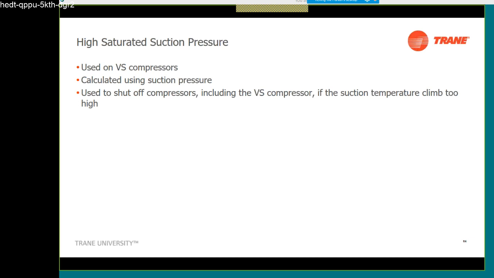So, high saturated suction pressure. Now instead of looking at discharge pressure, we're looking at suction pressure. It's used on variable speed compressors. They do an internal calculation looking at suction pressure. Used to shut off compressors, including the variable speed compressor. If we need to, we can back it off and then eventually shut it off if the suction temperature gets too high. If that temperature gets too high, we run the risk of suction gas being too warm, overheating a compressor and running into problems. So we will back off.